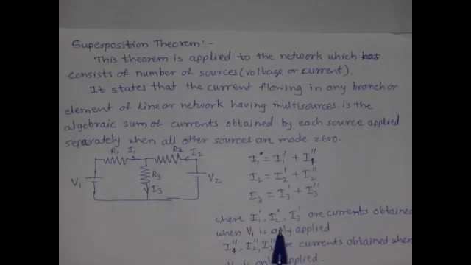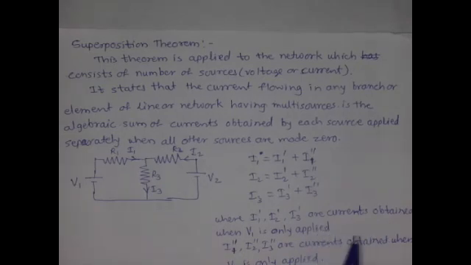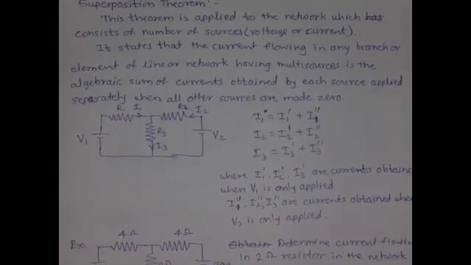That means here we have to represent that I1 dash, I2 dash, I3 dash are the currents obtained when V1 is only applied. At that time V2 is short circuited. Now here I1 double dash, I2 double dash, I3 double dash are the currents obtained when V2 is only applied, and at that time V1 is shorted. Now we have to see one example for this case.